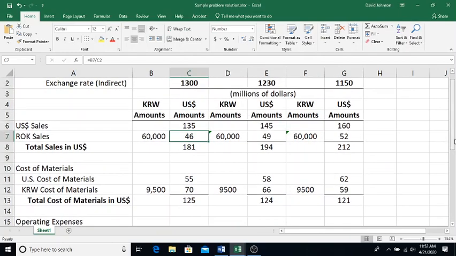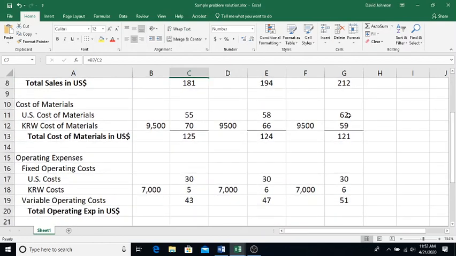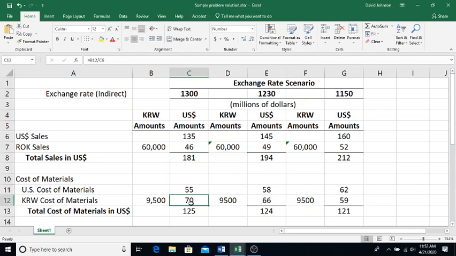The next step, after converting these revenues to U.S. dollars, is cost of materials. You can see there's a certain cost of materials in U.S. dollars that we plug in here. There's the Korean won amounts, and then of course the same thing, we take this amount and divide it by this. So 9,500 million Korean won given a 1,300 won per dollar exchange rate converts to 70 million U.S. dollars. At 1,230 it converts to 66 million, and at 1,150 it converts to 59 million dollars. In other words, once again, that 9,500 million won buys more dollars at 1,150 won per dollar than it does when it's 1,300 won per dollar.